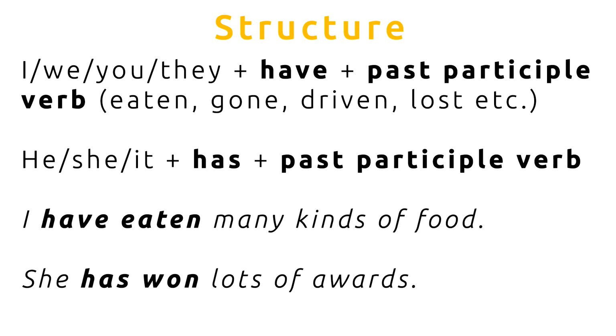If we use a name, we also use has plus past participle verb. So look at these two examples. I have eaten many kinds of food. She has won lots of awards. So that's the positive structure.